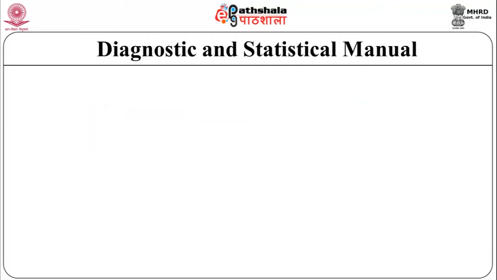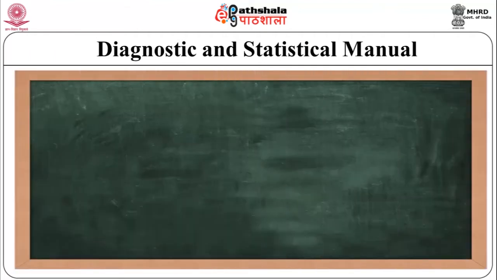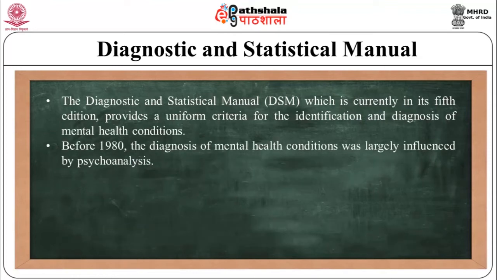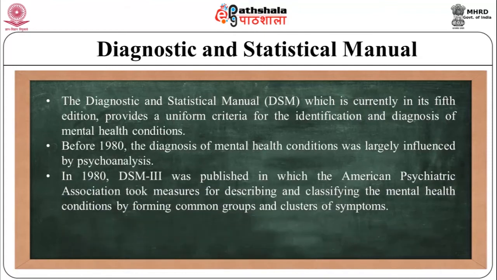Now let us discuss the Diagnostic and Statistical Manual. The Diagnostic and Statistical Manual, which is currently in its 5th edition, provides a uniform criteria for the identification and diagnosis of mental health conditions. Before 1980, the diagnosis of mental health conditions was largely influenced by psychoanalysis. In 1980, DSM-3 was published, in which the American Psychiatric Association took measures for describing and classifying the mental health conditions by forming common groups and clusters of symptoms.